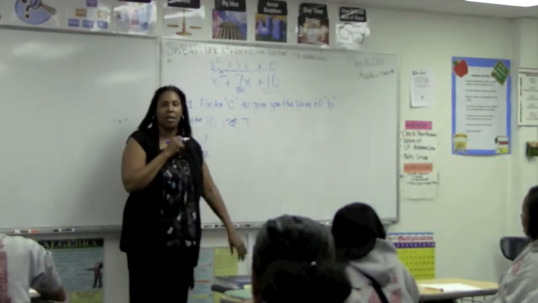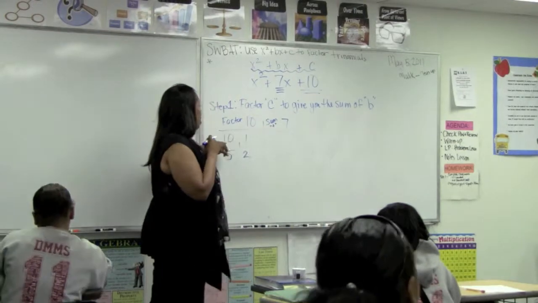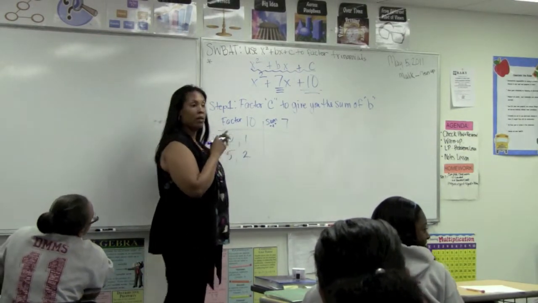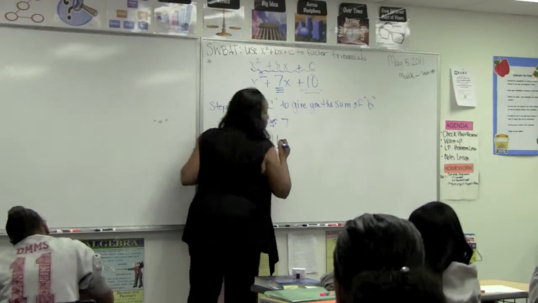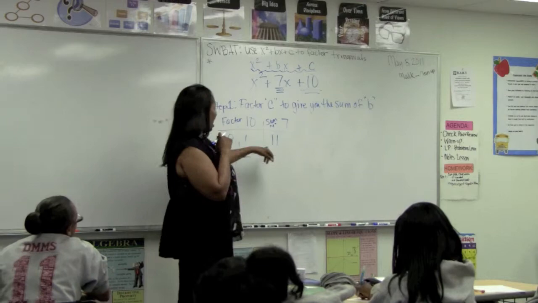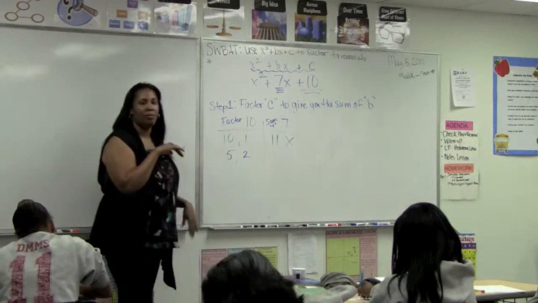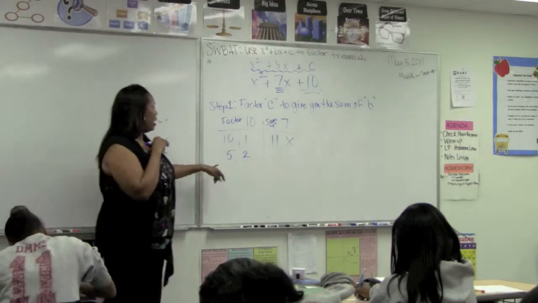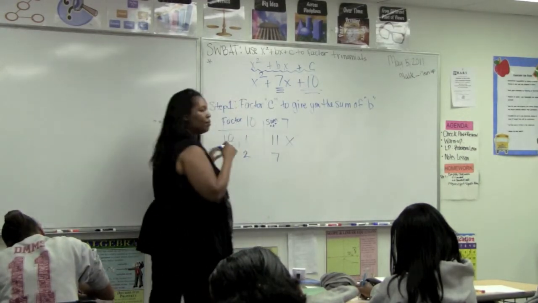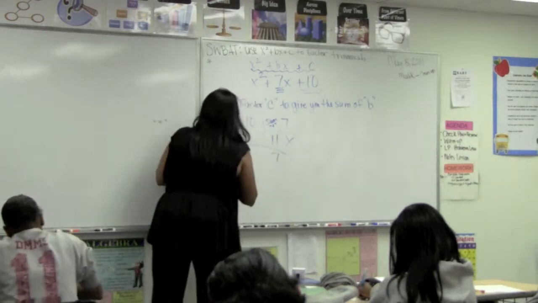We're going to check to see which one gives us the sum of 7. The sum of means to add. What's 10 plus 1? 11. Everybody with me? Is that 7? No. Now let's go 5 and 2. It's 7. Okay? So once we've checked it, then we go in a circle.